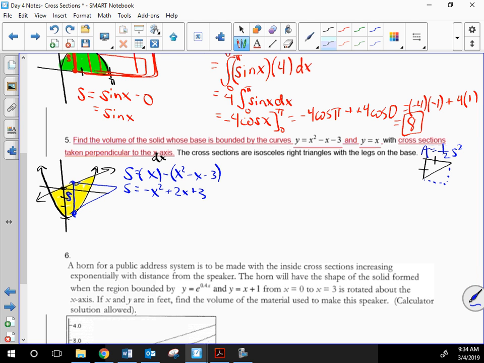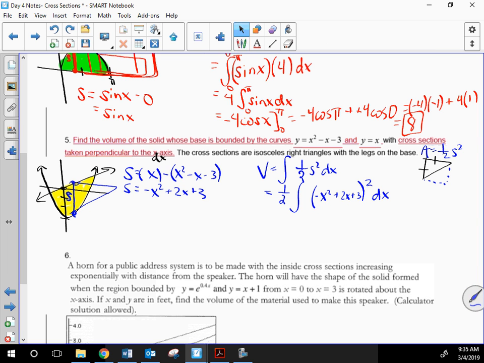Alright, so again, when we go to integrate, our volume is the integral of the area of the cross section, which we said is 1/2 side squared. Bring the 1/2 out in front. My side squared is negative x squared plus 2x plus 3, squared. We've got to figure out our intersections there.